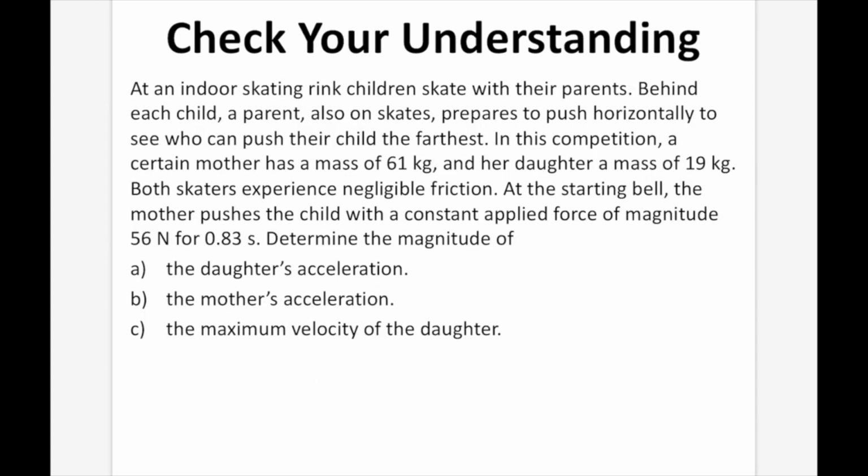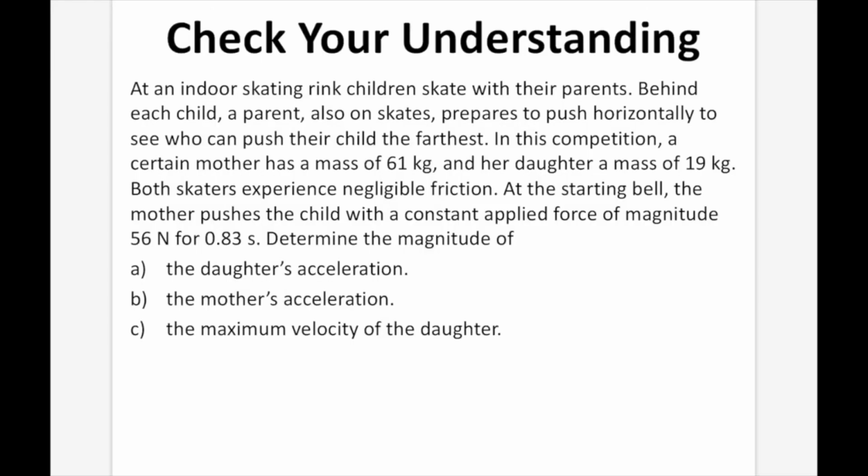Check your understanding. At an indoor skating rink, children skate with their parents. Behind each child, a parent also on skates prepares to push horizontally to see who can push their child the farthest. In this competition, a certain mother has a mass of 61 kilograms and her daughter has a mass of 19 kilograms. Both skaters experience negligible friction. At the starting bell, the mother pushes the child with a constant applied force of magnitude 56 newtons for 0.83 seconds. Determine the magnitude of A, the daughter's acceleration, B, the mother's acceleration, and C, the maximum velocity of the daughter. So I'd like you to pause the video and answer this question.